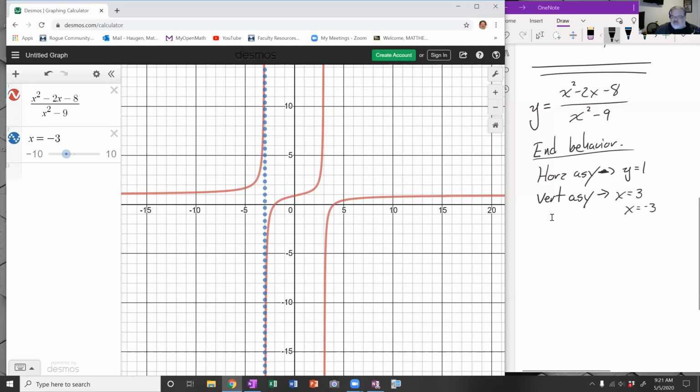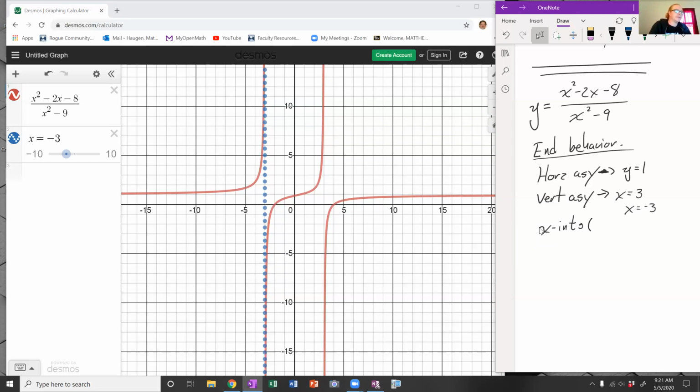Now, this one has some things that the other function didn't. This has a couple of pieces that the 1 over x didn't have. It has x-intercepts. It has an x-intercept right there. There seems to be an x-intercept here and an x-intercept over here. What values does it look like those x-intercepts are at? 4 and -2. So 4, 0, and -2, 0.